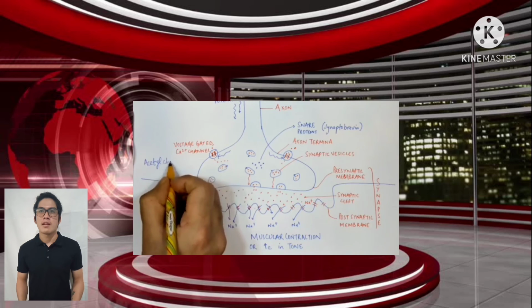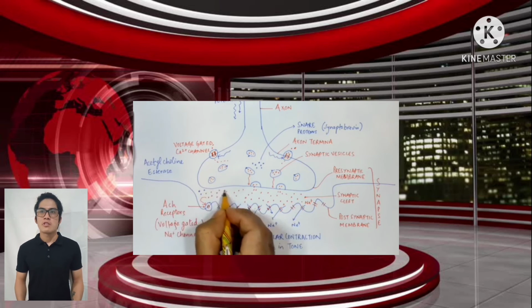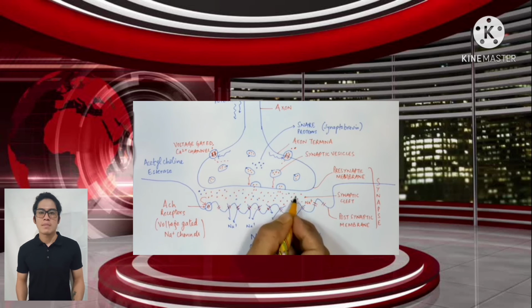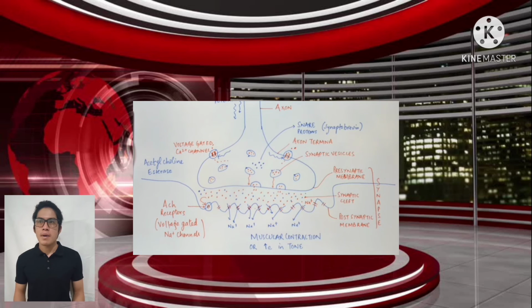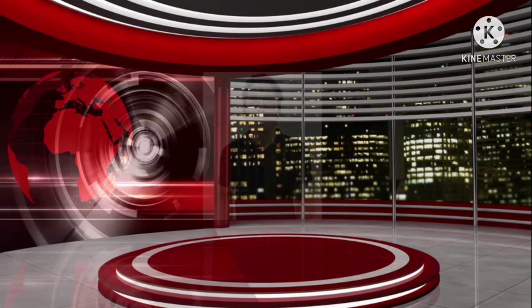After the acetylcholine has acted on the muscle, the enzyme acetylcholinesterase, which is also present in the synaptic cleft, acts upon the acetylcholine and degrades it, so that no further action of acetylcholine on the acetylcholine receptors takes place. This was a brief description of the structure and the action of the neuromuscular junction.